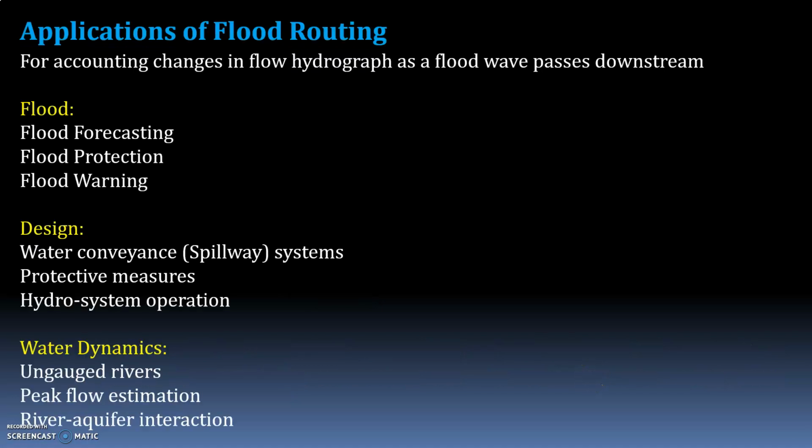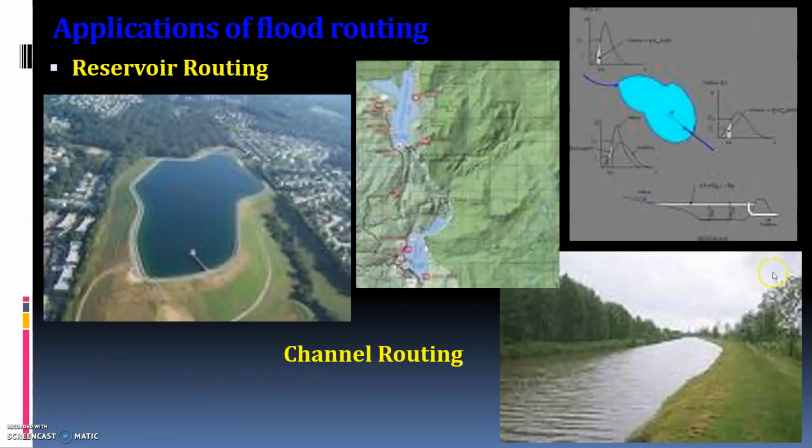Next, let us see the applications of flood routing. For accounting changes in flow hydrograph as a flood wave passes down, it can be used for flood forecasting, flood protection, and flood warning, and also for design purposes, that is water conveyance, spillway systems, protective measures, hydro system operation, and also for water dynamics under ungauged rivers, peak flow estimation, and river-aquifer interaction. So these are some of the applications for reservoir routing and channel routing. This is reservoir routing and this is channel routing.